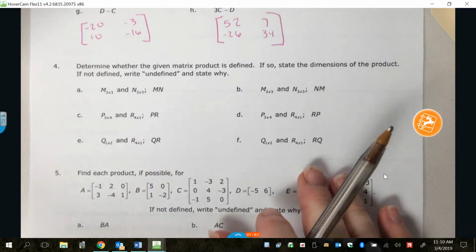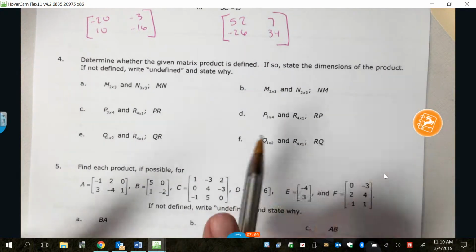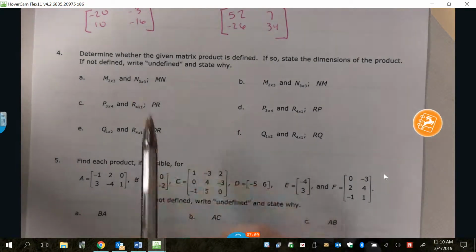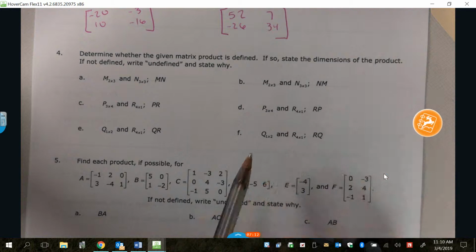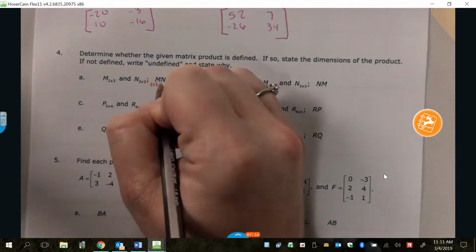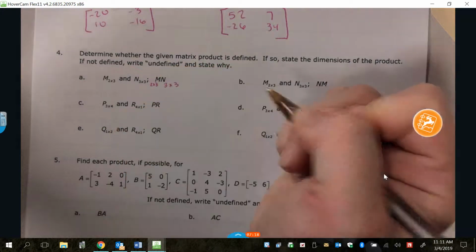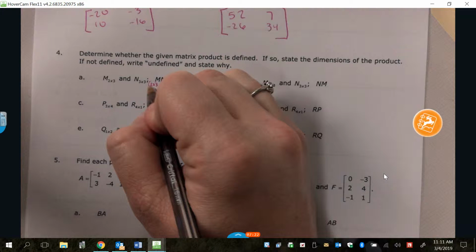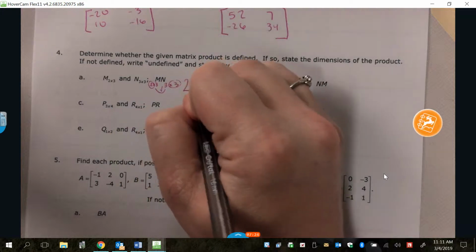Okay, let's look at number 4. Be careful with order. It says M times N. We're trying to figure out if this is possible, and if so, what the dimensions would be. Here we have a 2 by 3 times a 3 by 3. Remember, if the middle 2 match, it's possible, and the outside 2 are the new dimensions. So the new dimension here would be a 2 by 3.